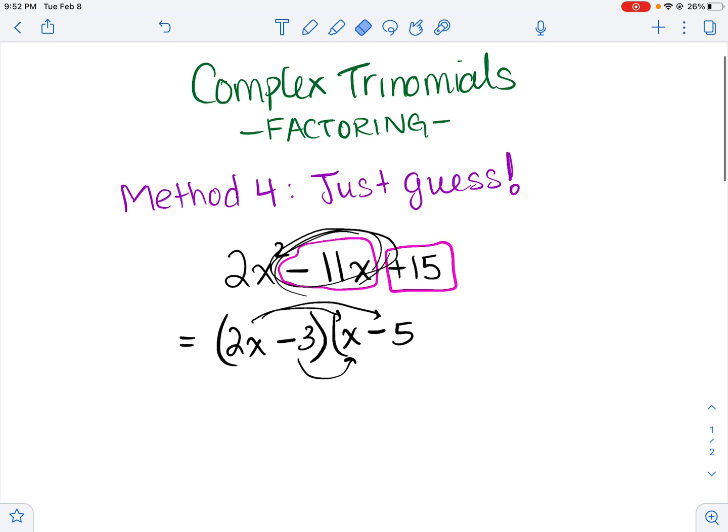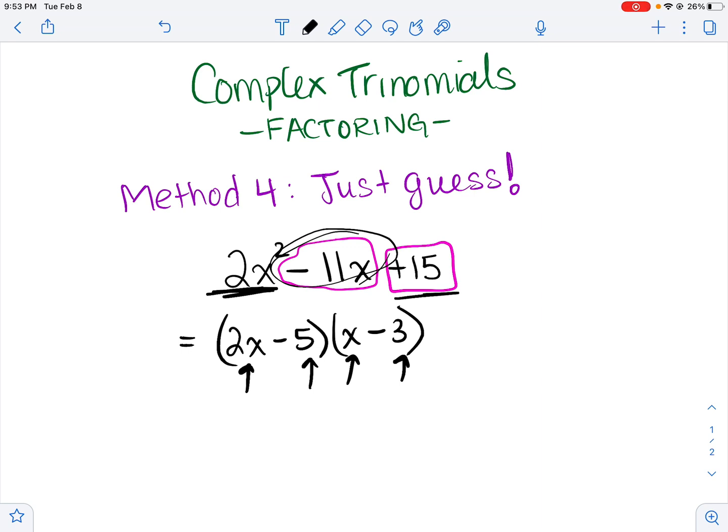So you have to be like, oh, that didn't work. You have to be willing to make some adjustments, and they're just minor ones, like knowing that the 5 has to go there and the 3 has to go there. So yeah, this method is just literally guessing. You're making an educated guess of the first 2 terms and the last 2 terms based on 2x squared and 15, and then you're just trying it out to see if the middle number works out.